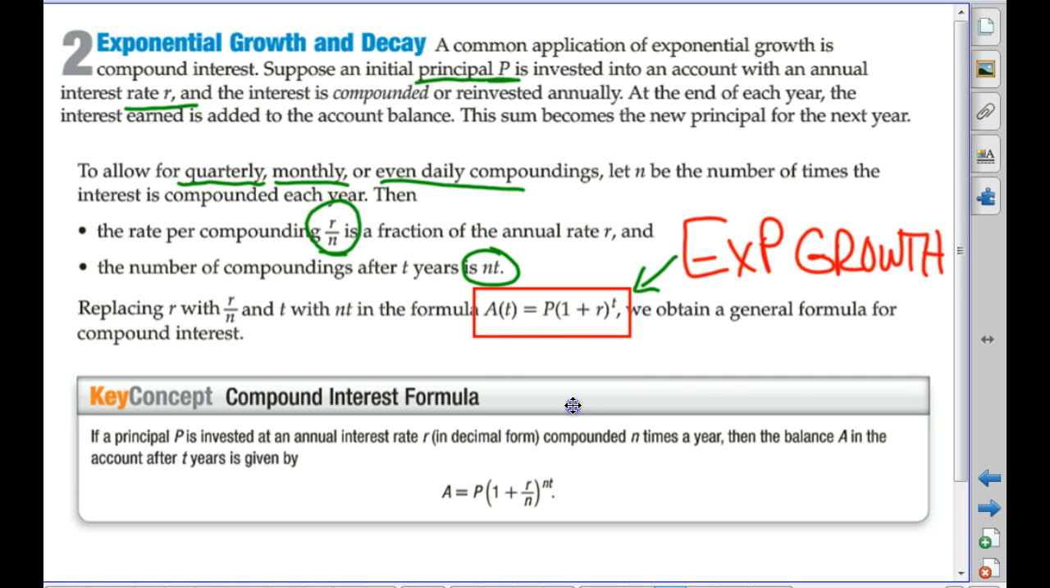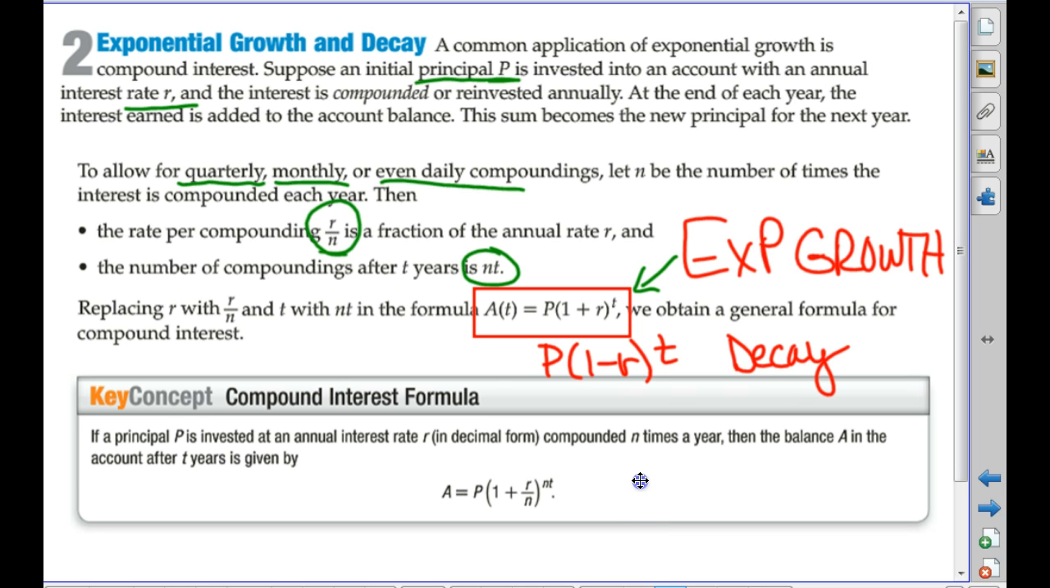How would we make it decay? No, instead of 1 plus r inside, it becomes 1 minus r, okay? This is the compound interest formula.